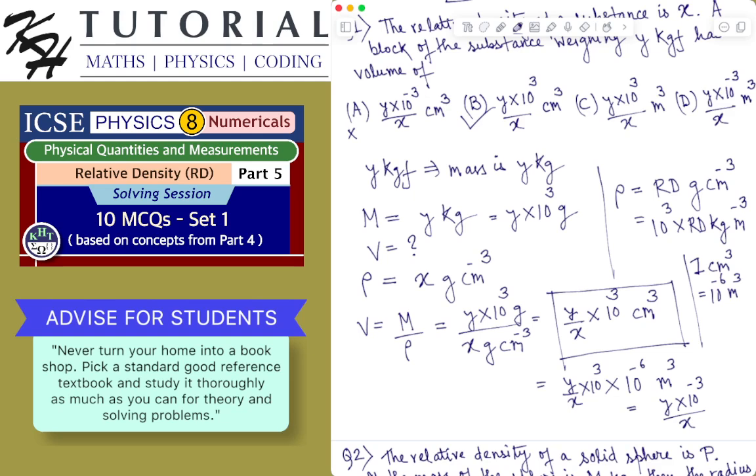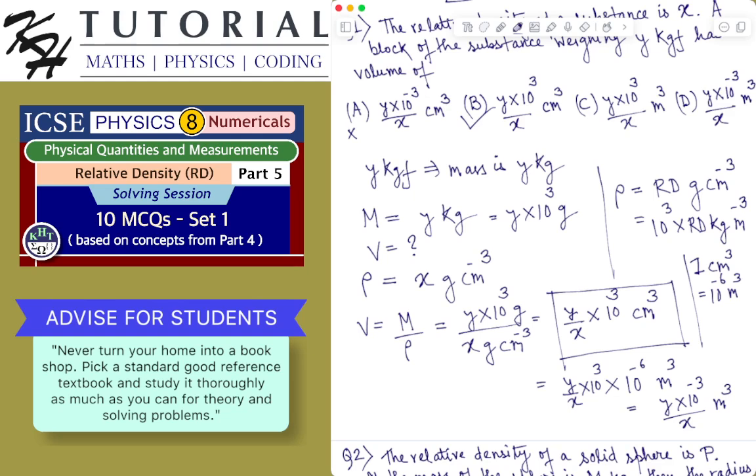Okay, so I can also see that choice D is given as y into 10 to the power minus 3 by x. So choice D is also correct in meter cube. Let me quickly verify. 1 centimeter cube is 10 to the power minus 6 meter cube. I hope this is correct, because 1 centimeter is 1 by 100 meter, which is 10 to the power minus 2 meter. So centimeter cube will be 10 to the power minus 2 whole to the power cube. That's that much meter cube. Yes, it is 10 to the power minus 6 meter cube.